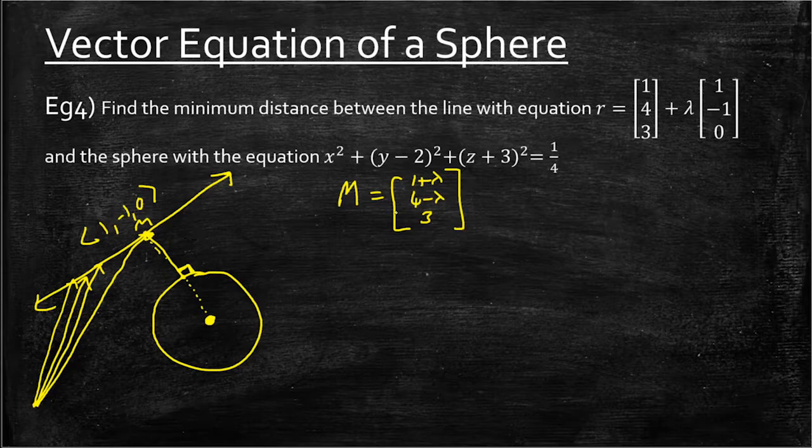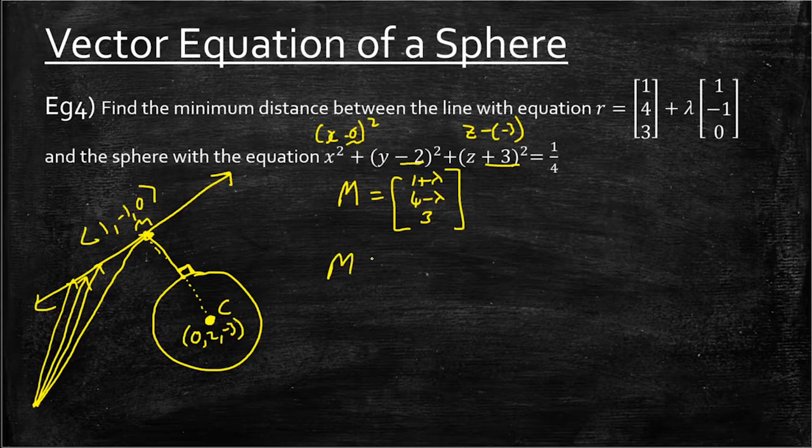And it's also going to go through the sphere such that it's at 90 degrees to the sphere. So let's call the center of the sphere 0, 2, negative 3. Right, because I got the 0 there because it's x take away 0 squared, then negative 2 and negative 3 because it said take away negative 3. So the center of the sphere is going to be 0, 2, negative 3. So I'm going to call that point C there.